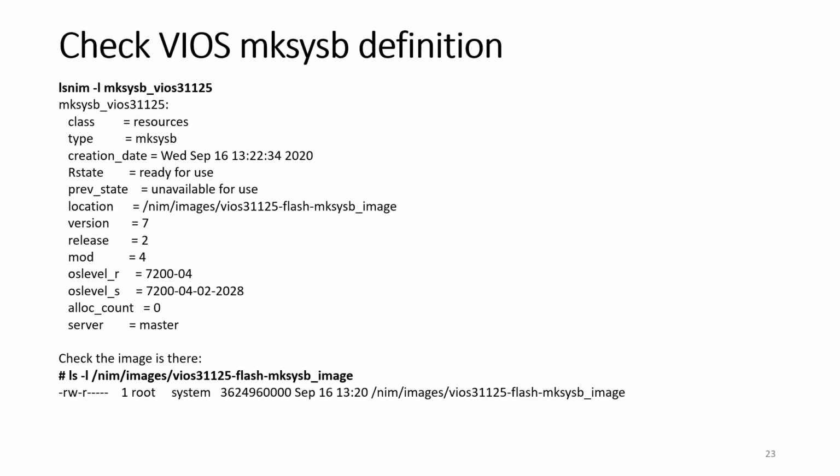To get more detail, you can see here that when I look at VIOS 31125, it actually shows as AIX 7.2.4.2. You also should check that the image that it has listed under location is actually in that location. Make sure you did actually move it there.